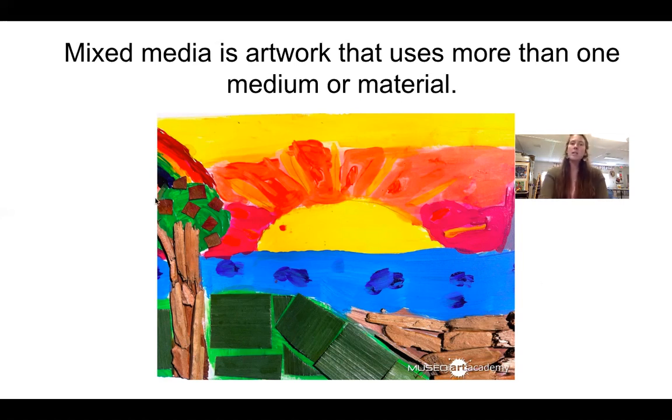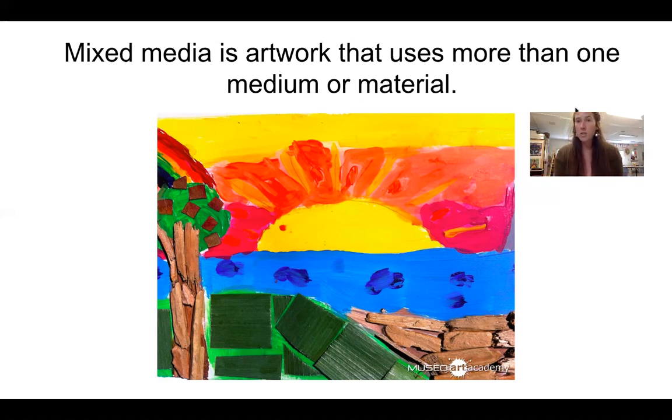Okay, so let's look at this one. This is a mixed media piece. Now, what materials or mediums do you see? I see paint. I see sticks, so they're using natural materials from outside. I see maybe some type of thick leaf and some construction paper. So they've used paint, natural materials from outside, and construction paper. They've used 3 materials for their project. So that's mixing it up, mixed media.